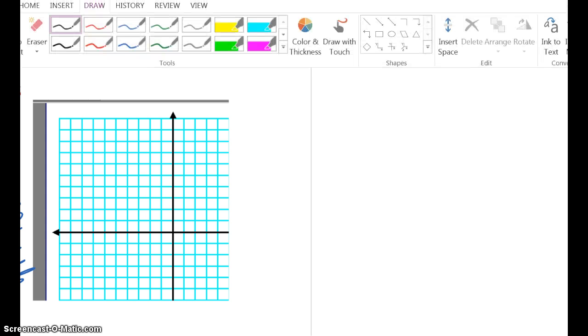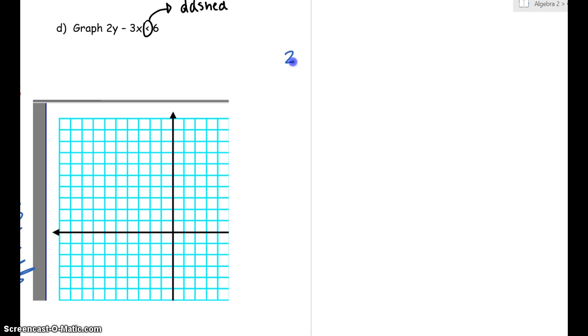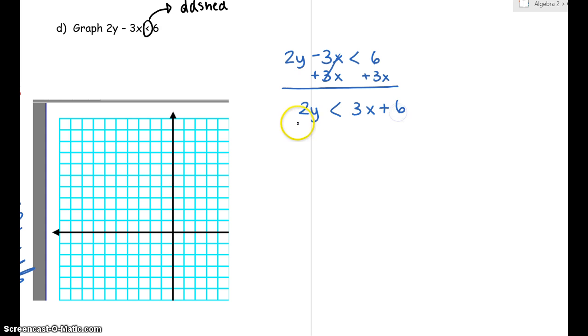And then we're going to take this inequality, 2y minus 3x is less than 6, and we're going to solve for y, which we have done before. We're going to add 3x to both sides. We get 2y is less than 3x plus 6, and we're going to divide by 2. Now, I thought about whether I have to flip the sign, but I'm not dividing by a negative value, so the sign will stay the same. And we have 6 divided by 2 is 3.